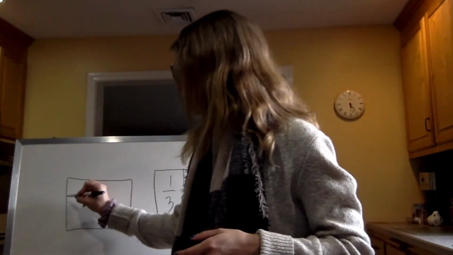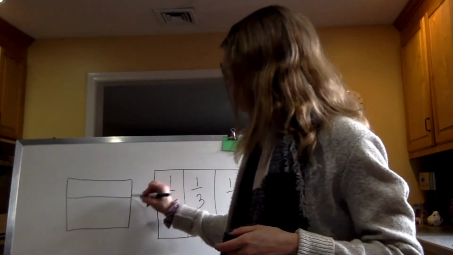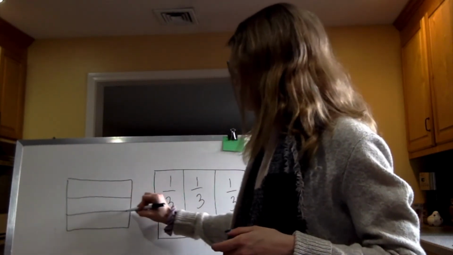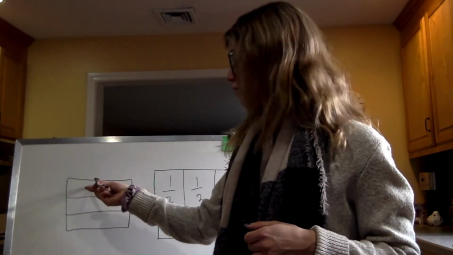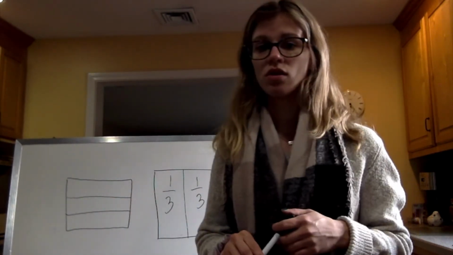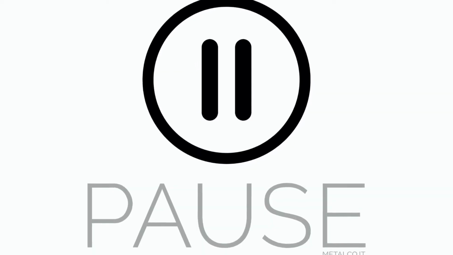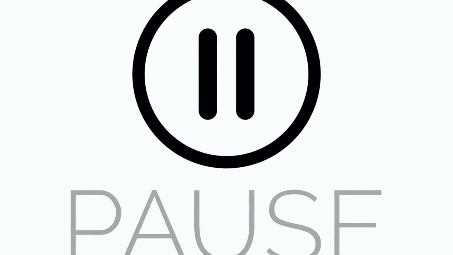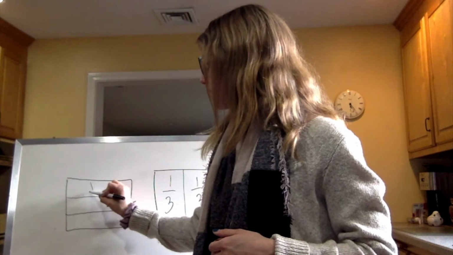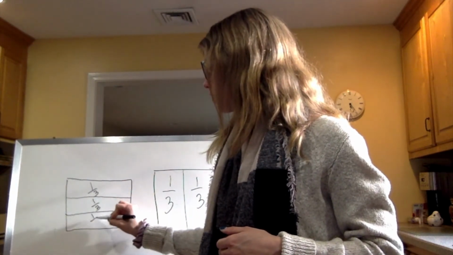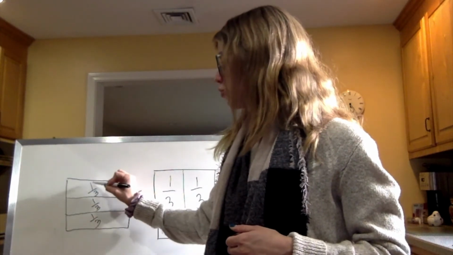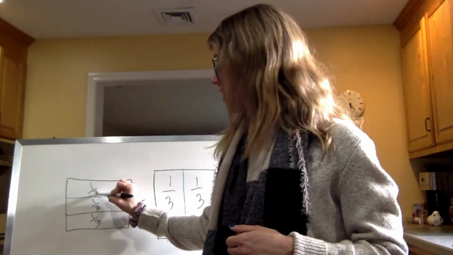Another way you could have solved for it is this. What would I have on the top and the bottom? And what do those numbers mean? This would be 1/3, 1/3, and 1/3. And again, my numerator is on the top and my denominator is on the bottom.